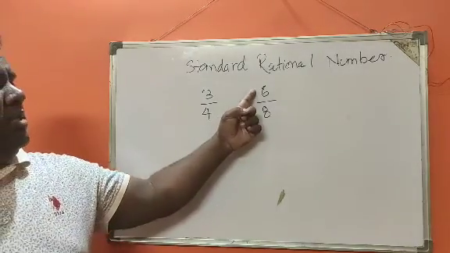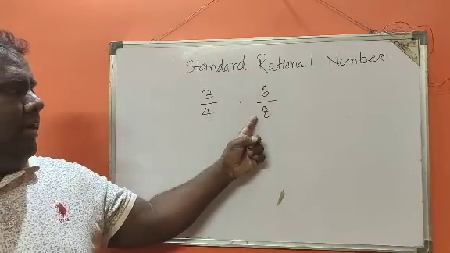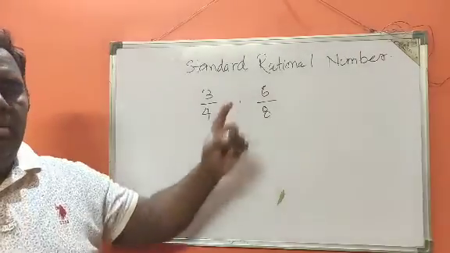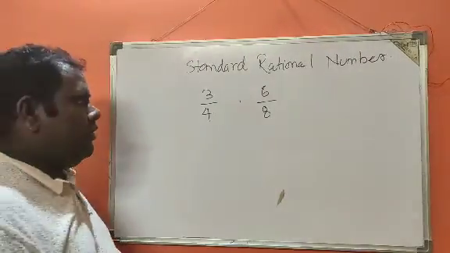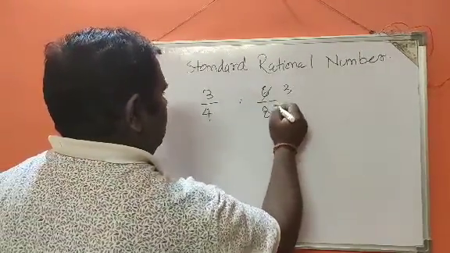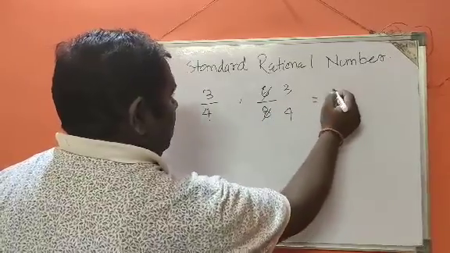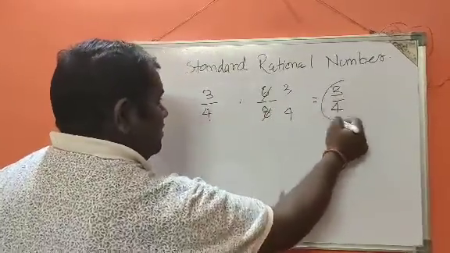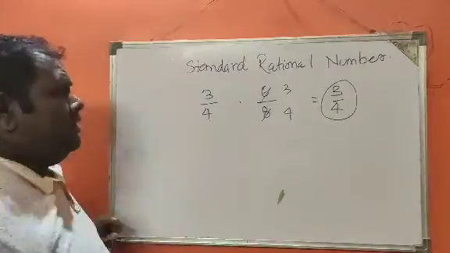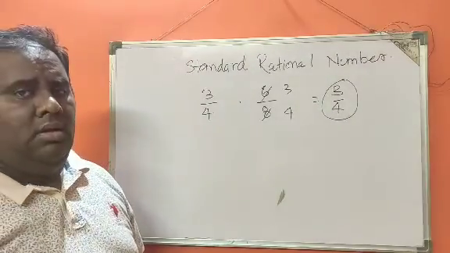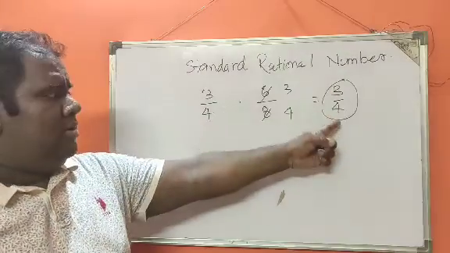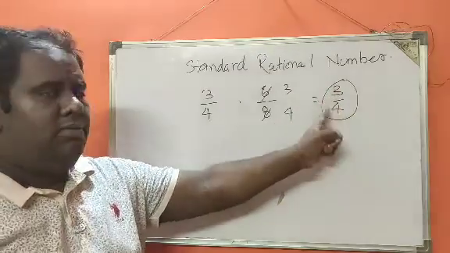Here 6 can be divided by 2 and 8 can be divided by 2, it means both have a common factor 2. If we divide by 2, तो ये हो गया 3 और this is going to be 4, यानी कि value is 3 upon 4. So now look at this, 3 upon 4. Is anything common? Nothing is common. Here 1 and here 1.